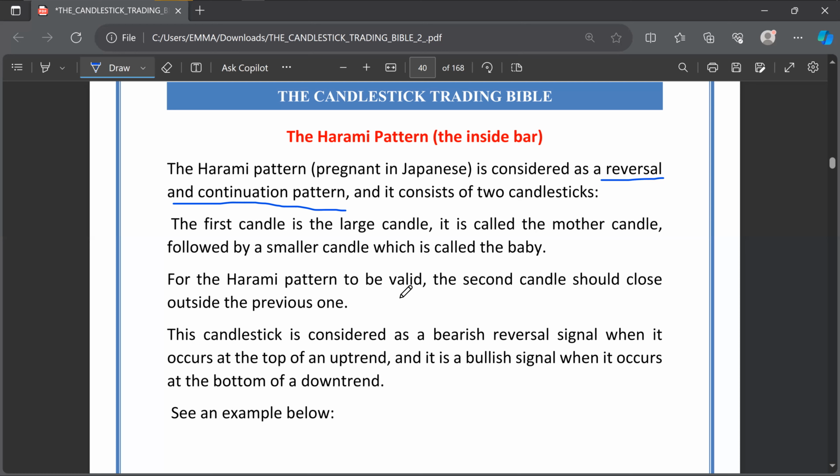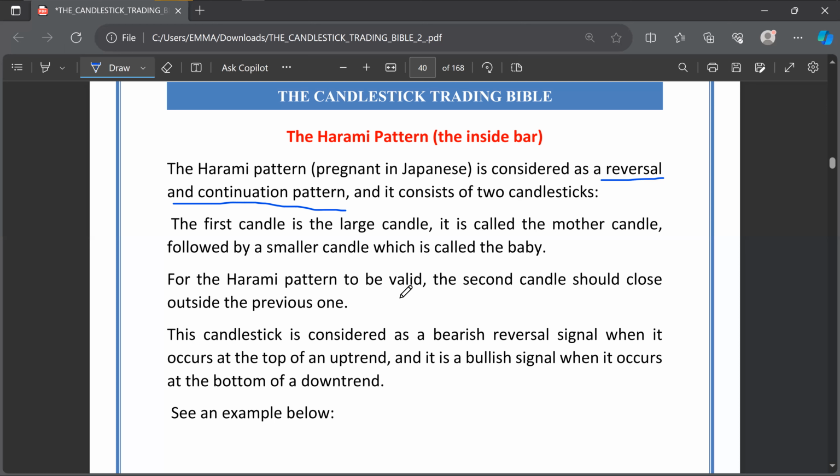I want to take this piece again. This candlestick is considered a bearish reversal signal when it occurs at the top of an uptrend, and it is a bullish signal when it occurs at the bottom of a downtrend. So that is what it means. When it occurs at the end of an uptrend, it's going to reverse.